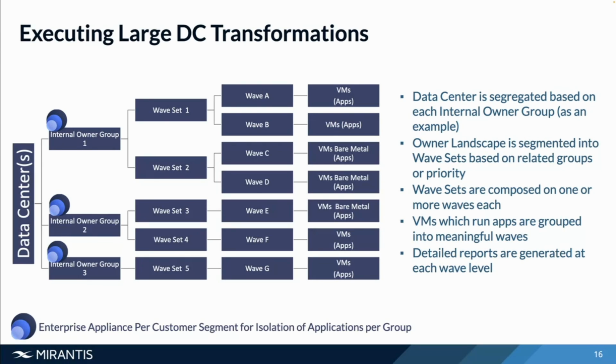So in that case, you can see that we are defining various wave sets with internal owner group, right? And within these wave sets, we have various waves. And what we can then do is we can schedule migrations within these waves, right? So that we can start with A first, done, with B, done, etc., right? So this is the approach of doing it at scale by defining these different waves and wave sets, and then scheduling these migrations in a controlled manner.